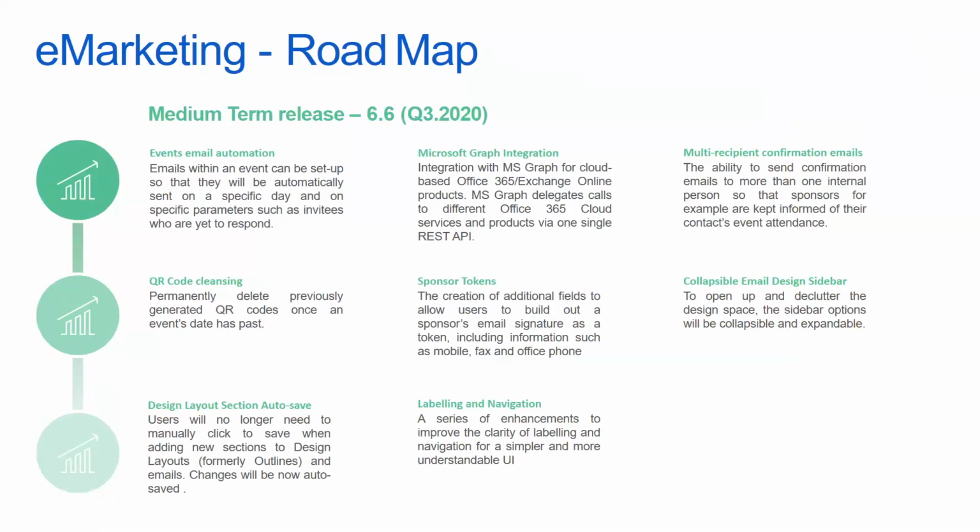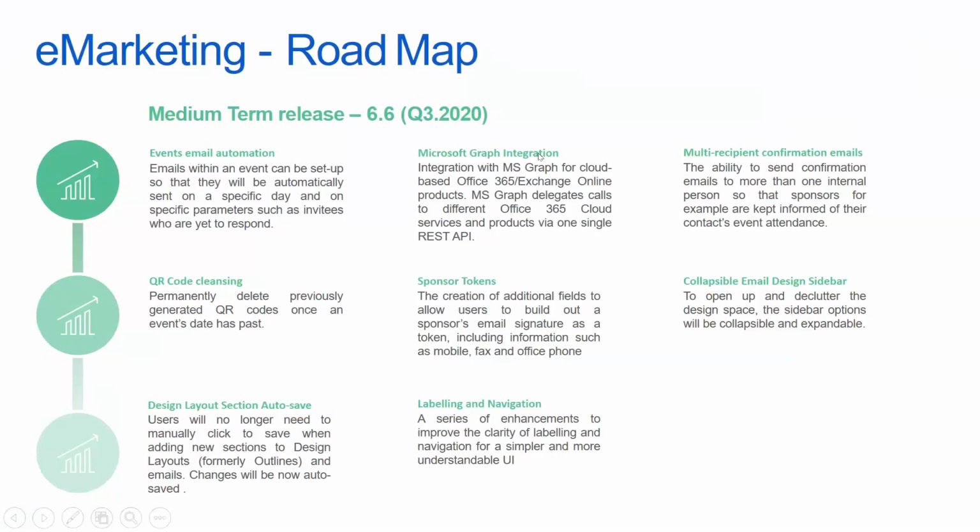So for example, you can choose to set up all your event emails ahead of time, and schedule them to be sent out automatically. Say if you have invitees that are yet to respond or those that are invited after the initial send, only they can then receive, say, the reminder email. So hopefully that then removes the need for you to manually trawl through those lists before you resend any reminders. The Microsoft Graph integration.